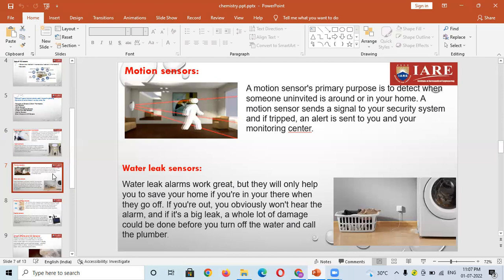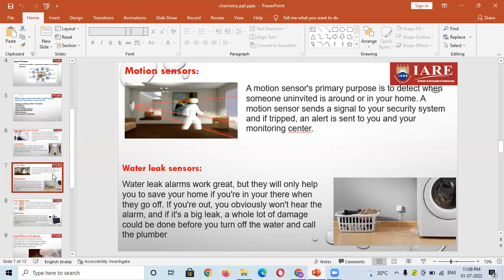So these water leak sensors are used for water leaking problems. If we are not in our house, then those alarms can't help us if there is a big leak.